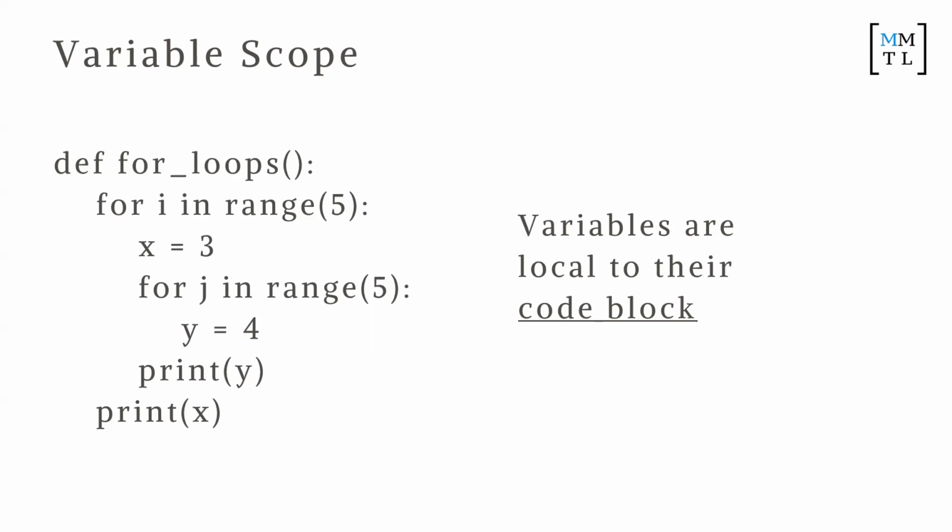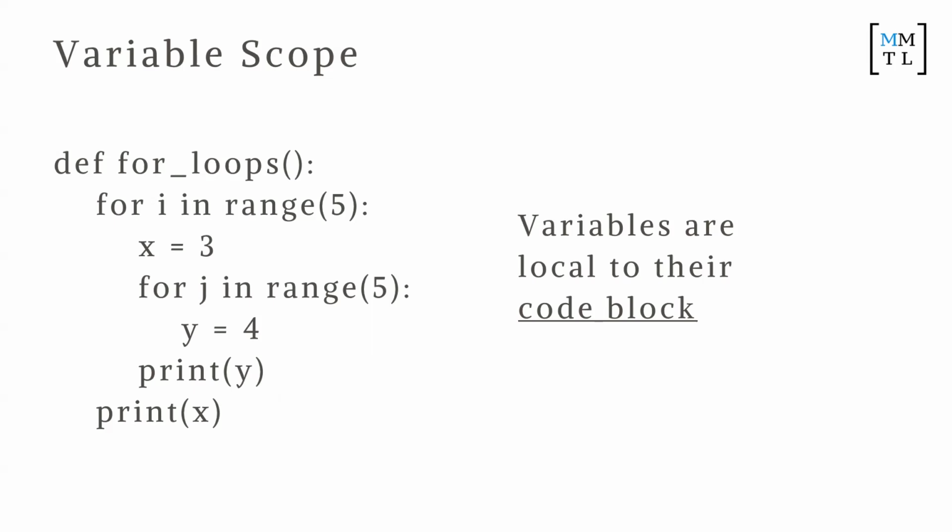So in this case, for example, for Y, we define Y inside a for loop, which means that it's inside this code block. Okay, so variables are local to their code block, meaning that if you move outside of the code block, and remember, a code block is just indented after a colon, right? And if you move outside of the code block now, Python doesn't know what Y is anymore.